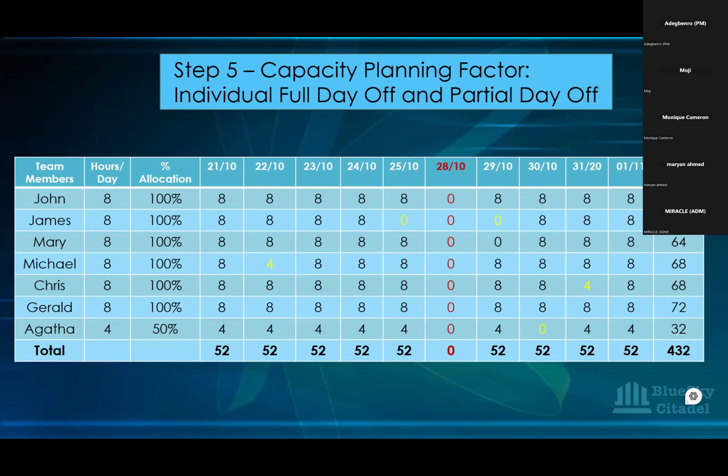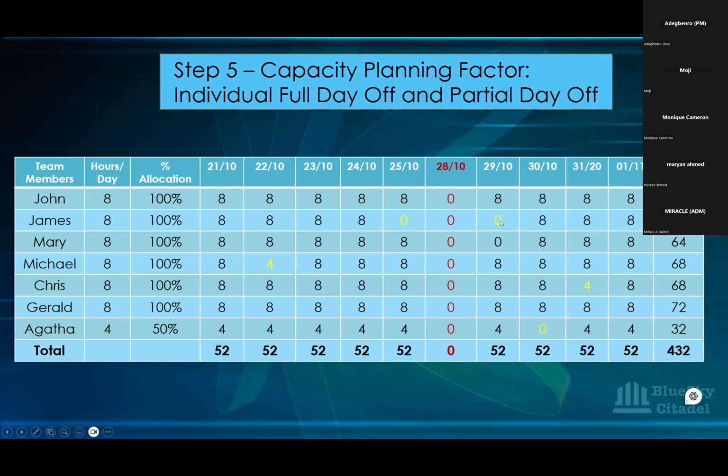Okay, so going ahead, if we look at Michael on the 22nd, Michael is taking a half day, a partial day off. On the second day of the sprint, you can see 4 there for Michael in yellow. Let me just use my cursor to explain. So you can see Michael there has taken 4 hours off, so he's going to be working just 4 hours.